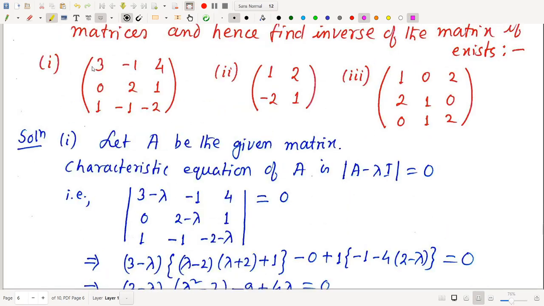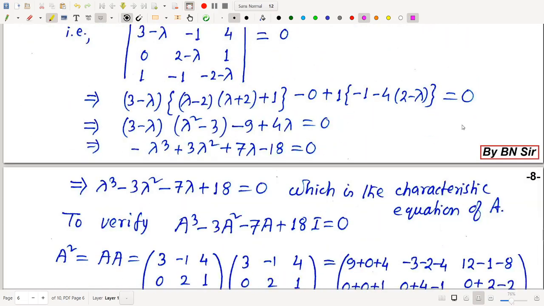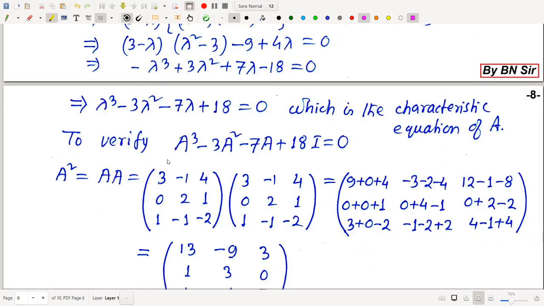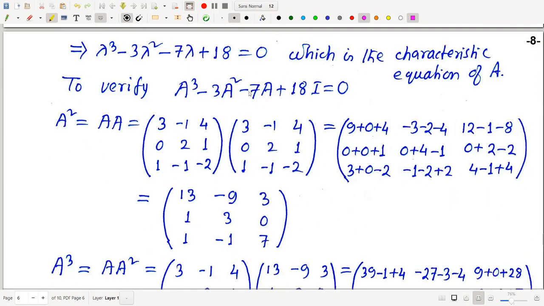So A minus lambda I means from the diagonal we have subtracted lambda: 3 minus lambda, 2 minus lambda, minus 2 minus lambda. And then we have expanded it as usual and we have got this equation. Changing the sign, we get lambda cube minus 3 lambda square minus 7 lambda plus 18 equal to 0, which is the characteristic equation of A. Now to verify, replace lambda by A: A cube minus 3A square minus 7A plus 18 into I. Remember 18 into I should be written so that we can add this.